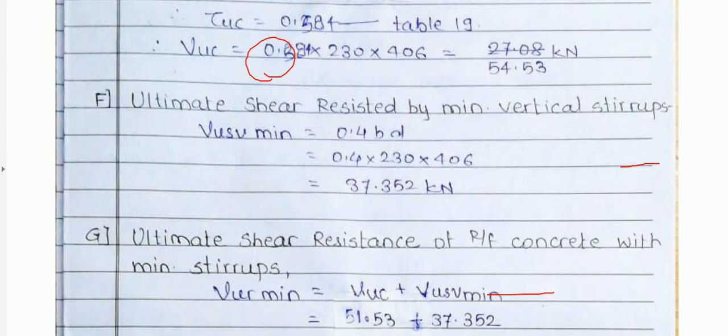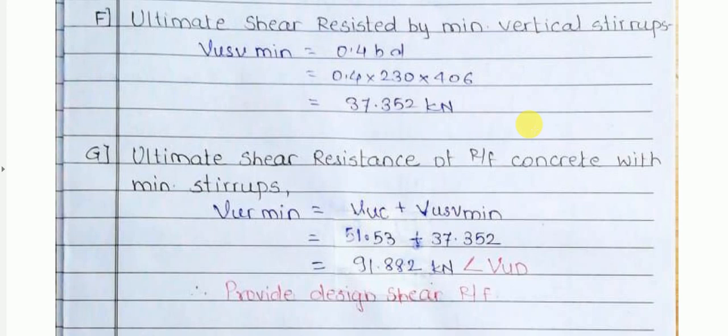Next to this VUC, you need to go for the ultimate shear resisted by the minimum vertical stirrups. Here we will be providing only vertical stirrups, hence only for that purpose the calculation is done, that is VUSV minimum. It is 0.4 B into D. This B is to be taken as 230 only, not BF, it will be taken as BW, because we are calculating at the support, and at the support it is provided with the rectangular section only, hence BW only will be considered. And for this span BC, the depth we have provided as 406, hence this 406 mm is taken, and accordingly this calculation is done.